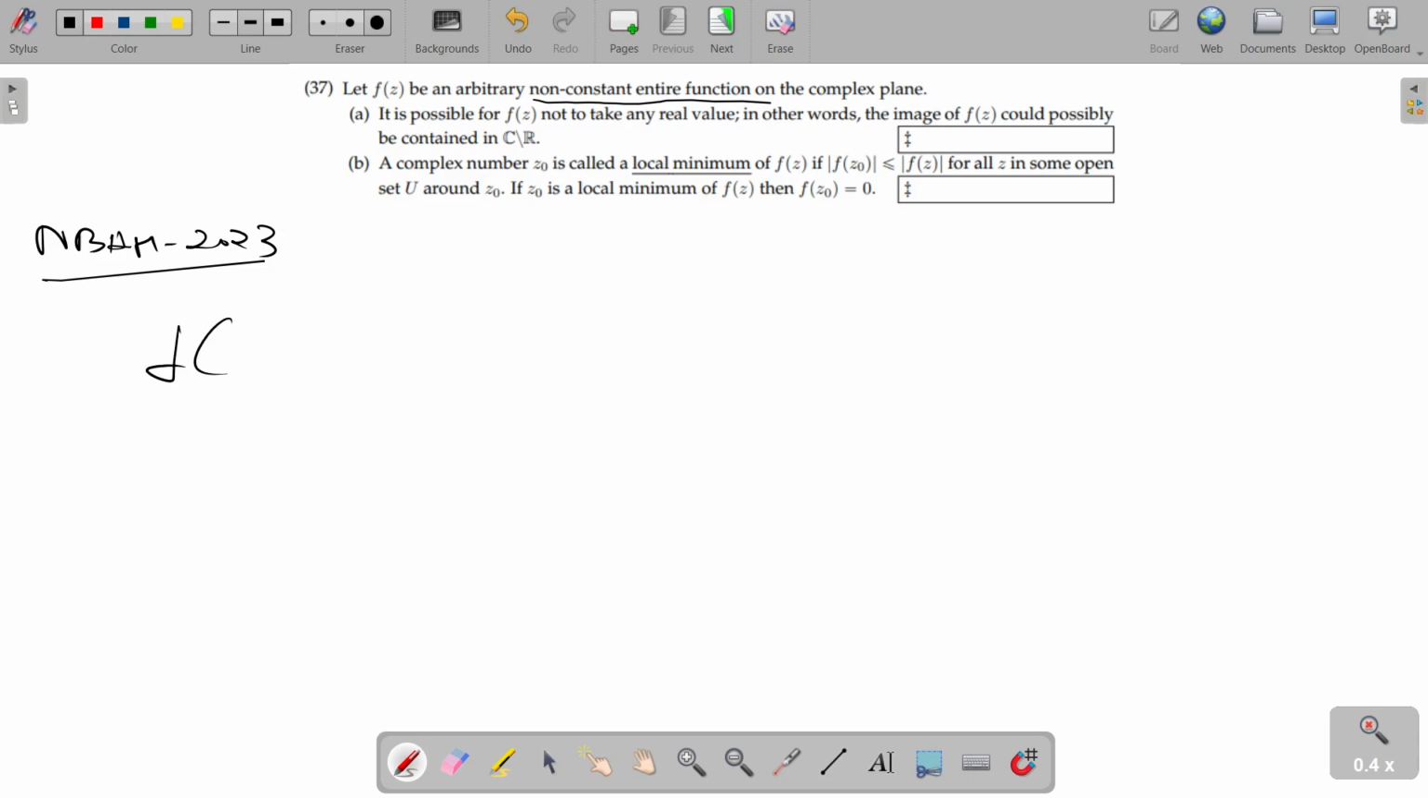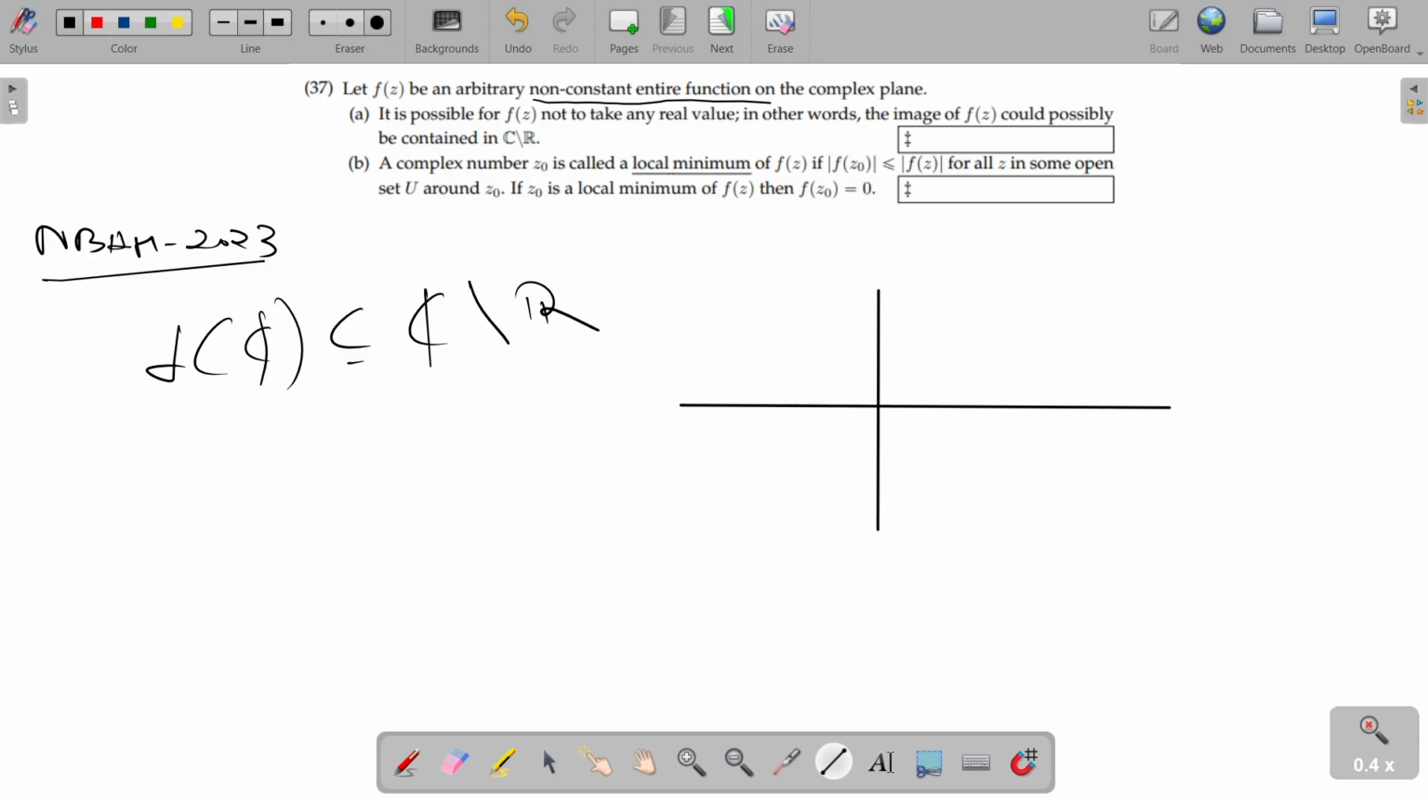So basically, if f is non-constant entire, it says that it is possible for the image of f to be contained in C minus R. This is clearly not possible. Let me just draw this. This is pretty simple. The image is actually missing all this part.